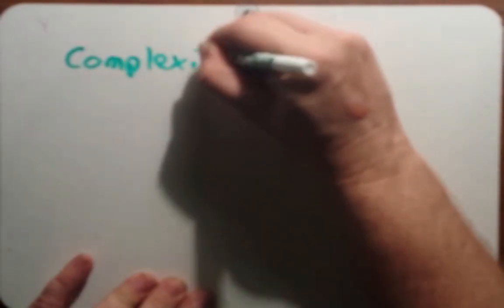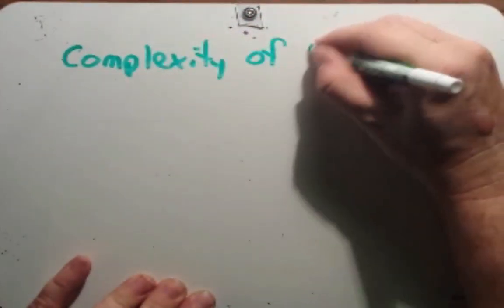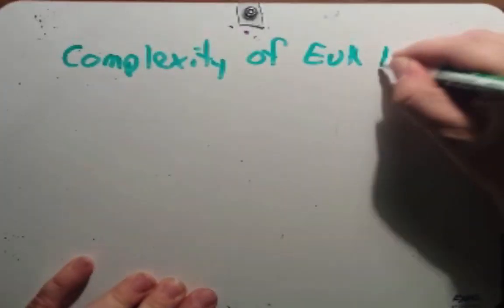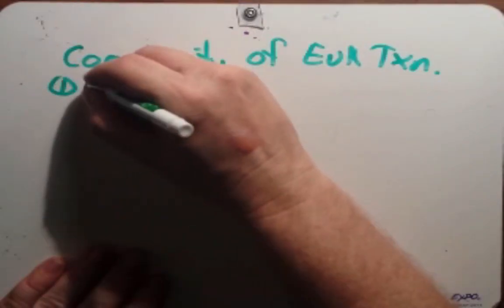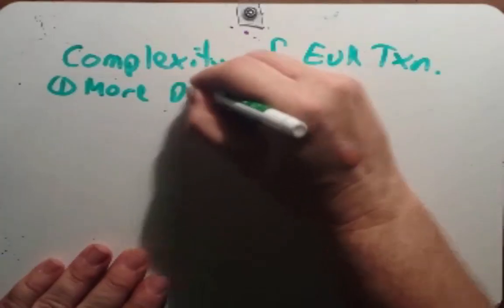Now I want to talk about the complexity of eukaryotic transcription. I want to be clear, I'm not saying eukaryotes are more complex. I'm certainly not going to say humans are more complex than, say, a fruit fly. But what I will say is that eukaryotes have a much more complex system of turning genes on and off. This is in part because we have more DNA. We can list some reasons here, more DNA.